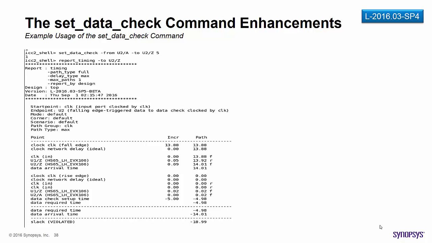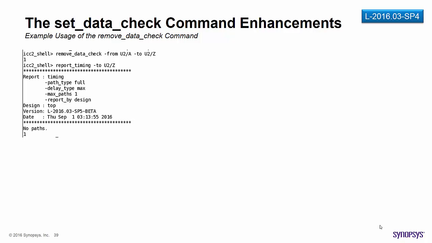This example shows a data check between U2A and U2G. They are on clock net. Report timing shows the data check between U2A and U2G. This example shows the data check is removed with remove data check. Then the report timing command will show no path because you removed the data check here.